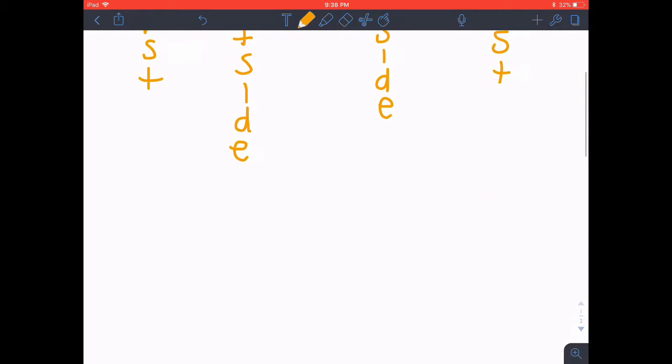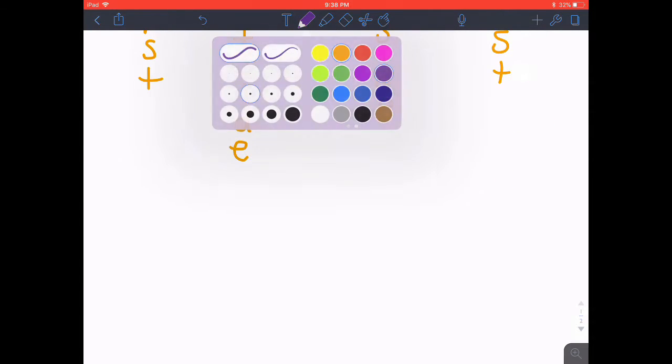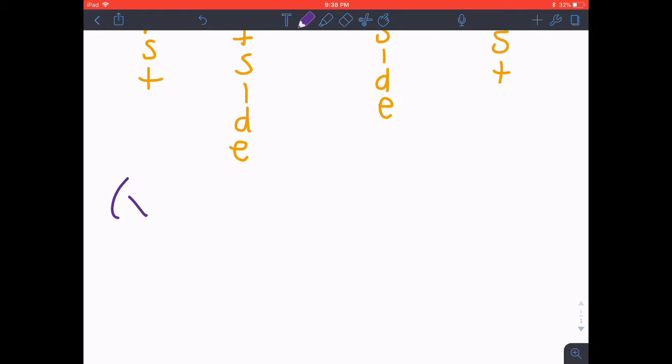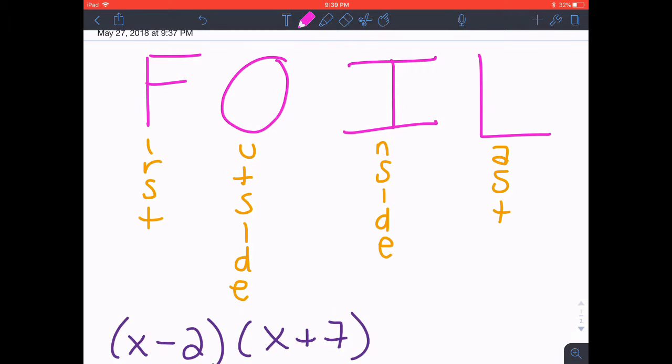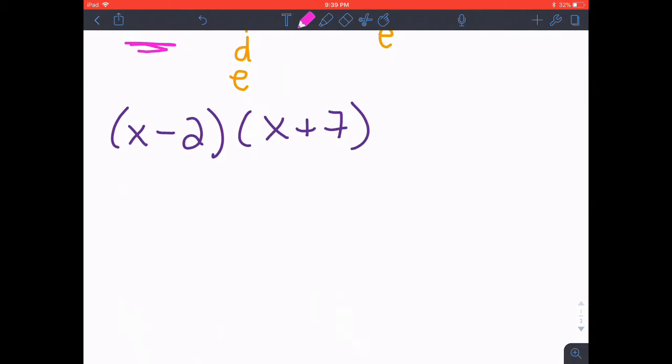So now it's important to actually go over an example to show how this works. So we'll do x minus 2 and x plus 7, which is what I said before. Okay, so now the first thing you want to do is multiply the first ones. Now what do I mean by this? I mean the first term in each parentheses. So in this example, it is x in the first one, that's the first term, and x in the second one, that's the first term.